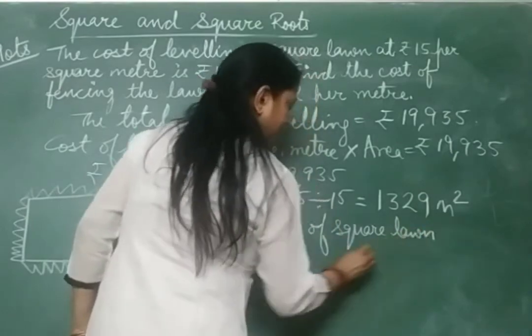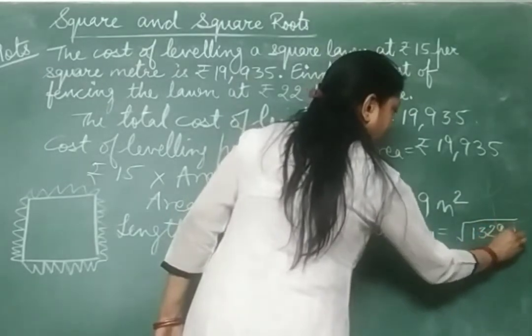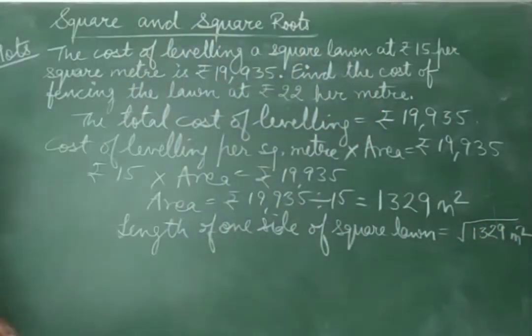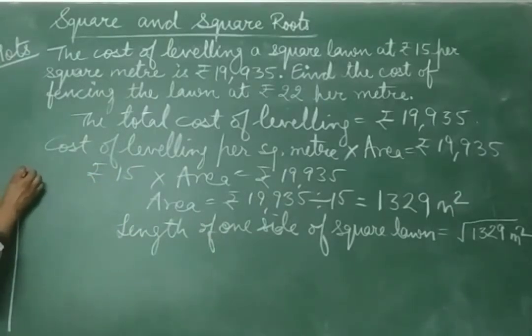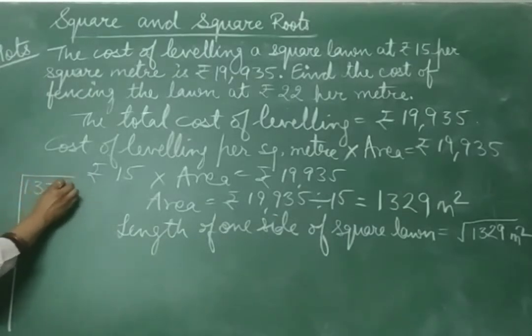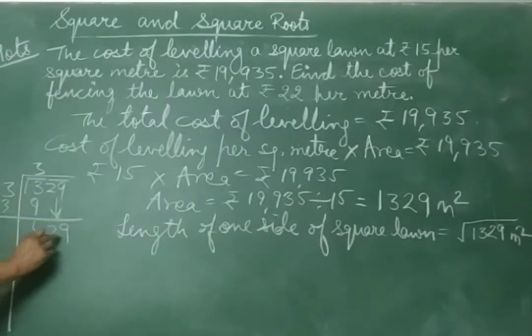lawn is equal to square root of 1329 meter square. Dear students, let's find the square root of 1329 over here. Make the pairs. Now 3 3s are 9. Plus 3, I got 6 over here. 9, I am left with 429. Now we have to think about a number which, when multiplied by the same number, I get either equal to or less than 429, and that number can be 6.